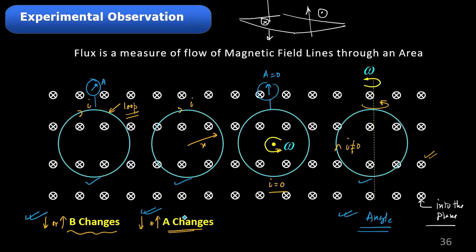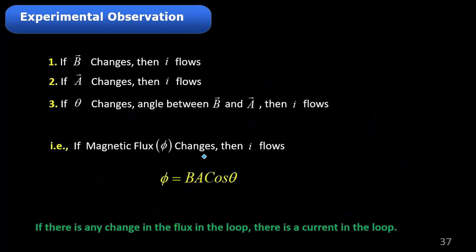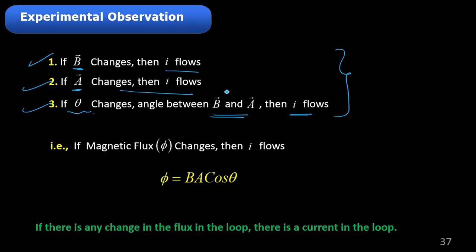Area is a vector quantity, similar to B, the magnetic field, which is a vector quantity. Area is also a vector. So for the experimental observations: if the B vector changes, current flows. If the A vector changes, current also flows. If theta changes, where theta is the angle between the B vector and the A vector, current will also flow. So these are the experimental observations. Now, the summary is that by changing these three quantities, what am I going to change?